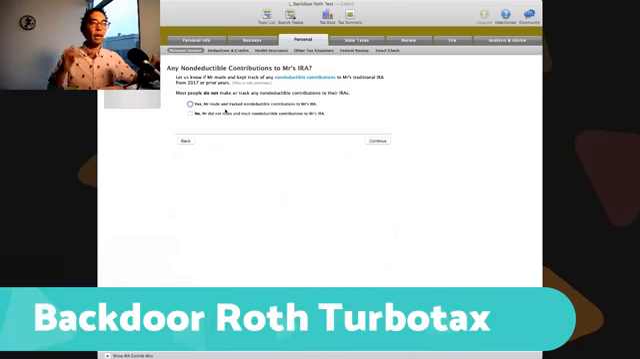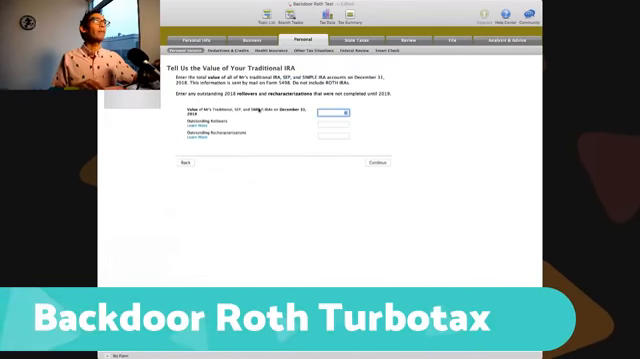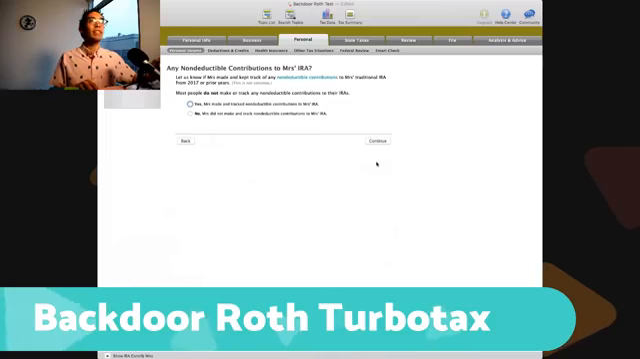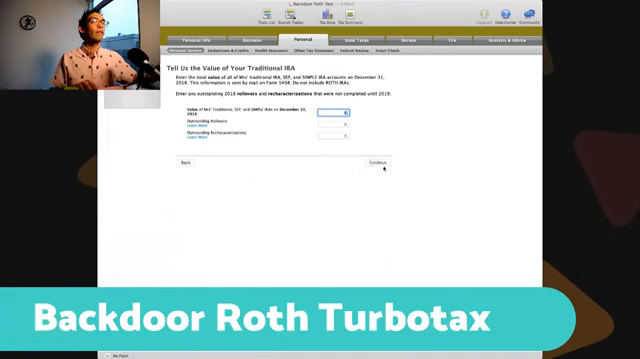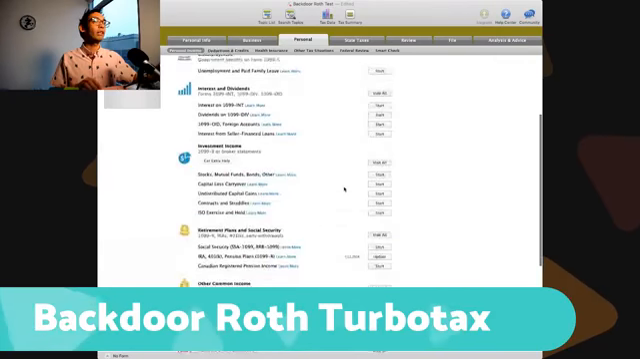What that does is help keep track of your history so that you know what your basis is. So we're going to say no because this will be the first time. Now it asks you, what is the value of Mr.'s traditional, SEP, and simple IRAs on the last day of 2018? Because the Roth conversion was done prior to that day, it's 0. That's very important. Ask the same questions for Mrs. 39.6, nope. And there we go.